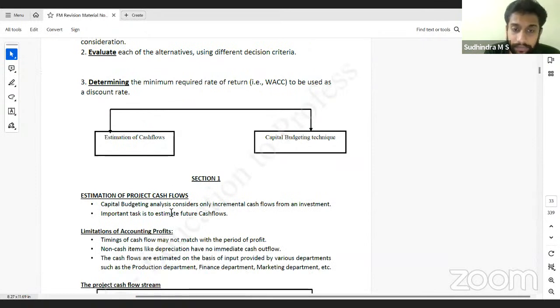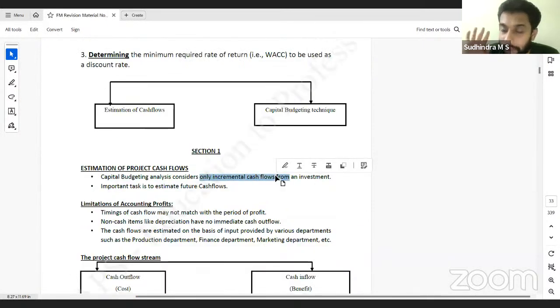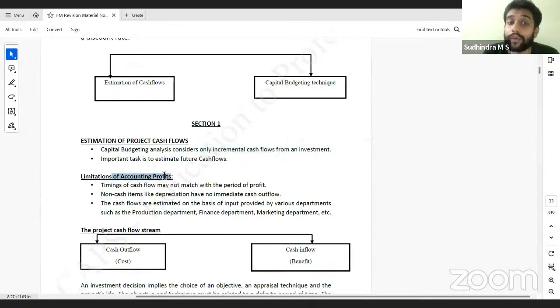To understand that, normally we go with incremental cash flows from an investment. Right? Normally we go with incremental cash flows. We will not go with accounting profits. We are going with cash flows, not profits. Why? Because in case of accounting profits, these are the limitations. Can be asked in the exam. Right? Limitations of accounting profits.